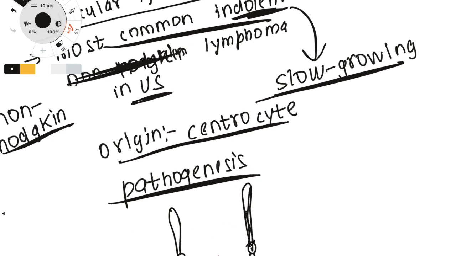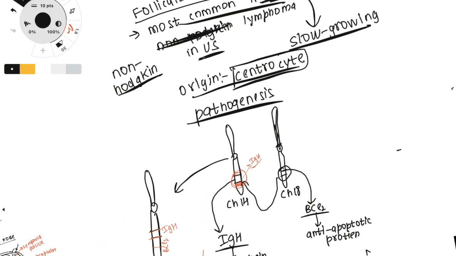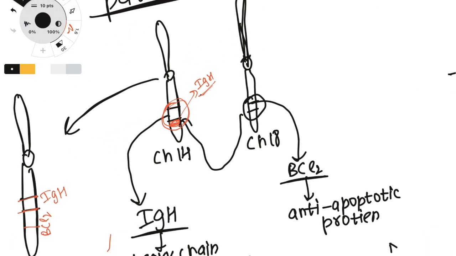So the origin is from a centrocyte. If you want to know about centrocyte, you can check out my previous video named Introduction to WBC Neoplasm, in which I have talked in detail about centrocyte and centroblast. So what happens in the pathogenesis? The pathogenesis, or what causes this?